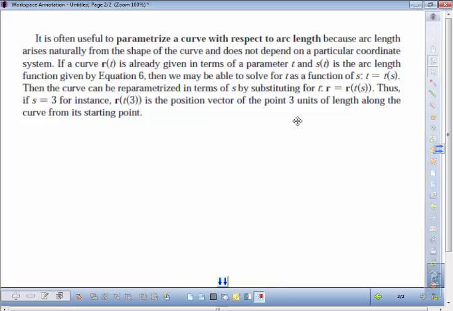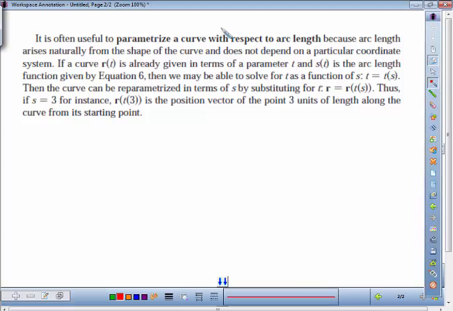So it says here a curve r of t is already given in terms of a parameter t, then s of t is the arc length function given by that equation, and we should be able to solve for t as a function of s instead of s as a function of t. And the curve can be reparameterized by substituting the s variable in it. So what does that allow us? Let's see what that allows us to do.